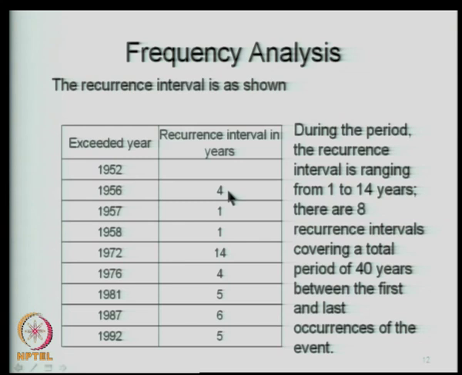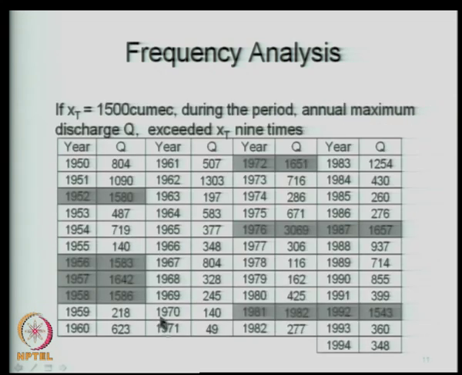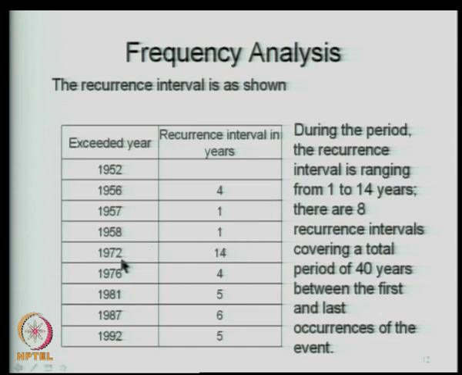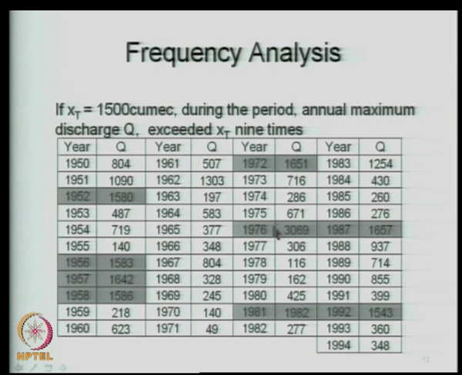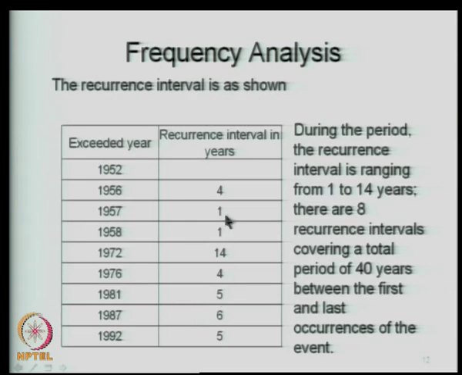So, there is a recurrence interval of 4 years between 1952 and 56, then 1 year, 1 year, then 58 to 72. I am sorry, this was 1958, after that it occurred in 72. So, not in 61, it occurred in 72. So, there is a 14-year gap there. Then it again occurred after 4 years, in 76. So, there is a 4-year gap here. So, we count the recurrence interval in years like this and then list it.